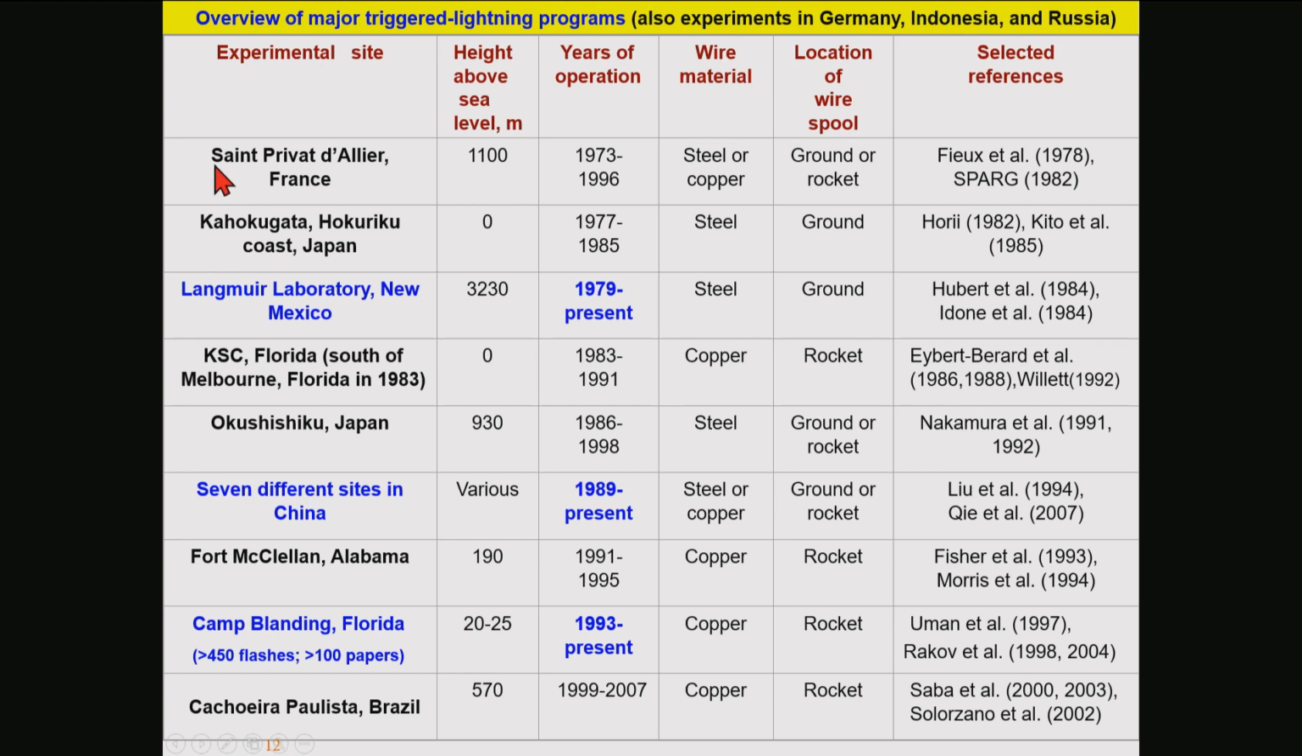So the experimental sites: France, I already mentioned, then Kahokogata site in Japan. This is where the famous winter lightning occurs, Hokuriku Coast. Langmuir Lab, New Mexico, the Kennedy Space Center, Okoshoshiku site in Japan, 7 different sites in China. Here, a relatively short but very productive triggered lightning program at Fort McClellan, Alabama. Camp Landing, Florida, you heard about this in the Franklin lecture, and Cachoeira Paulista, Brazil.